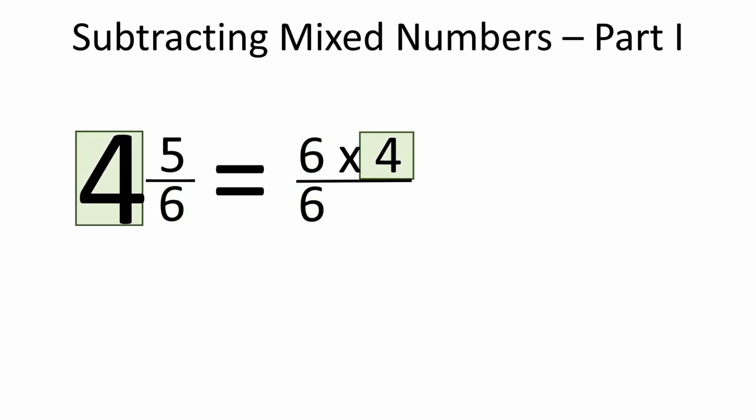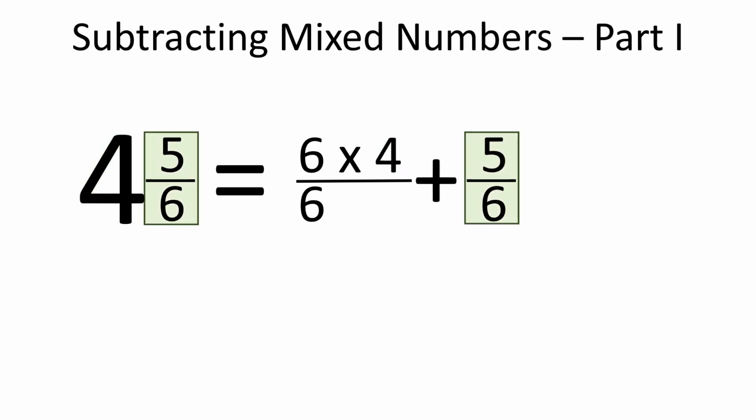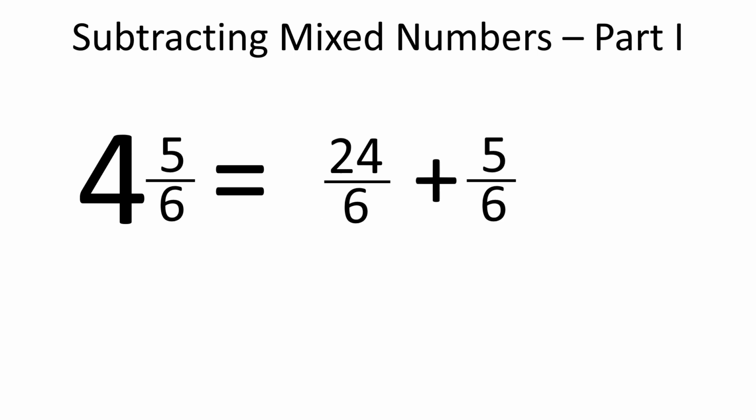As we have 4 wholes, we have to multiply the numerator by 4. And then we have to add to that 5/6. 6 times 4 is 24, so we have 24/6. And we add to that 5/6, and that is equal to 29/6.